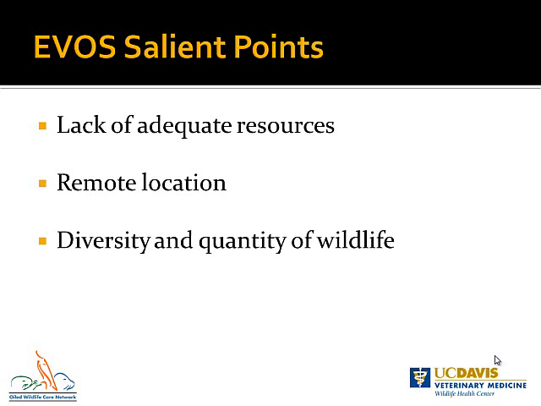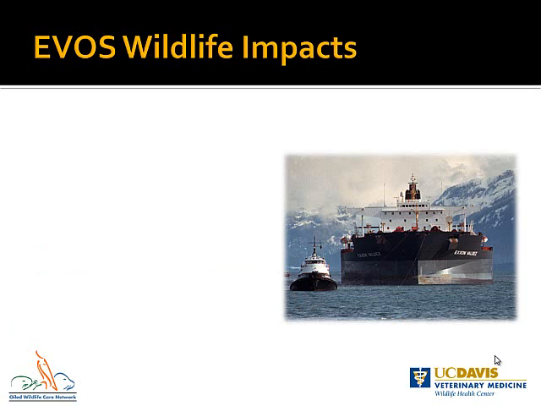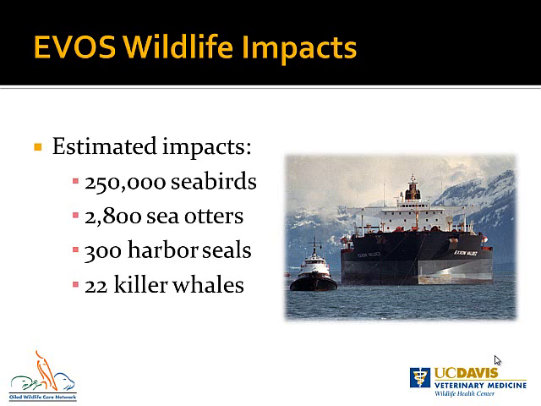And the huge diversity and quantity of wildlife. Prince William Sound is just an amazing habitat for what I call the 4 S's: salmon, seabirds, seals, and sea otters. So the devastation, the impacts to wildlife were tremendous. The estimated impacts, so this is not a number of animals collected, these are estimated, the projections of how many animals they think were impacted: 250,000 seabirds, 2,800 sea otters, 300 harbor seals, and 22 killer whales. So just absolutely huge.